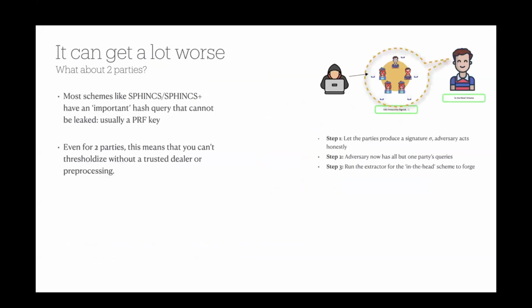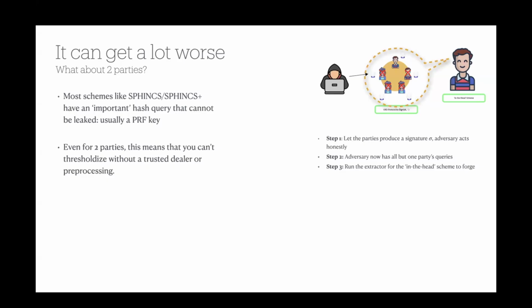Okay, so of course this is for many parties, but if in general we only care about two parties, we still unfortunately run into several problems if we're working in the standard model. Schemes like Sphincs and Sphincs Plus usually have an important hash query that cannot be leaked, usually a PRF key. Both of these schemes make use of pseudo-random functions, and then they have this underlying PRF key.